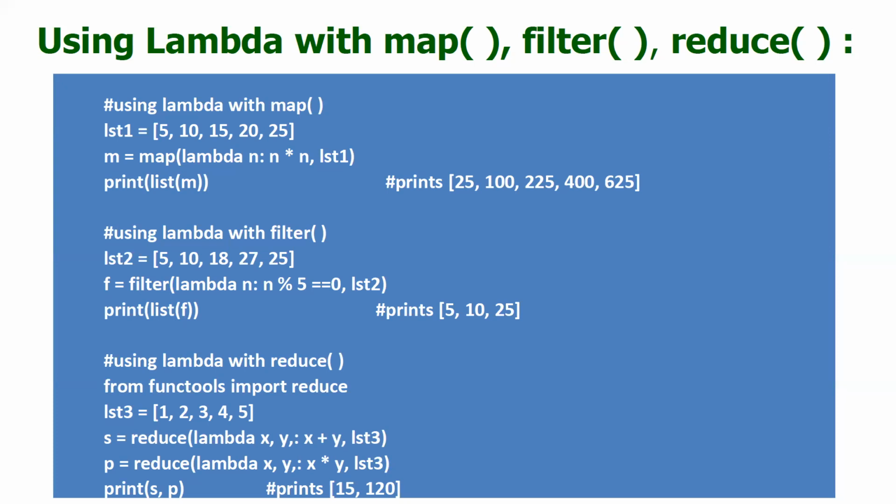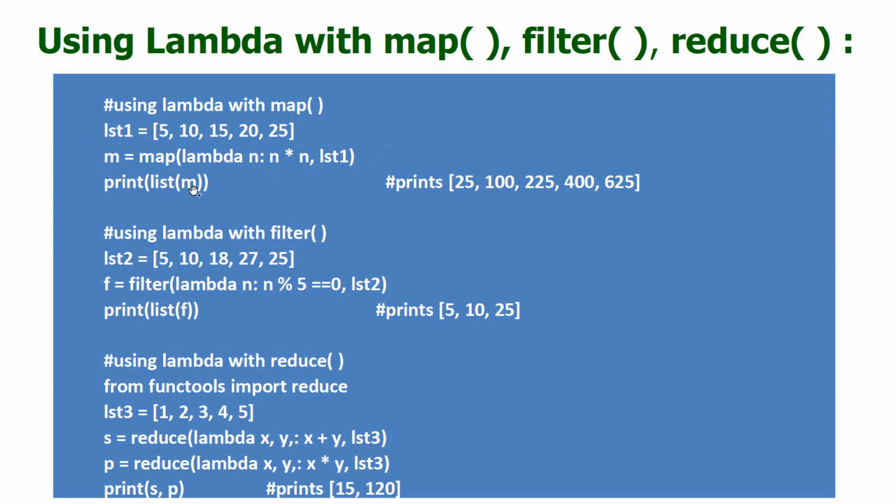So now this is one program. In this program, we are using lambda functions with map, filter, and reduce. Coming to the first one, using lambda with the map function. We take list1 equal to 5, 10, 15, 20, 25, and one more variable, m equal to map. Here we are using only the map function: map lambda n colon n into n, list1. So this is the function, which calculates the square, applied to list1.